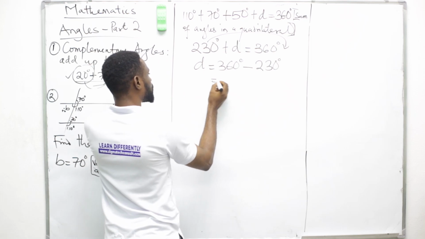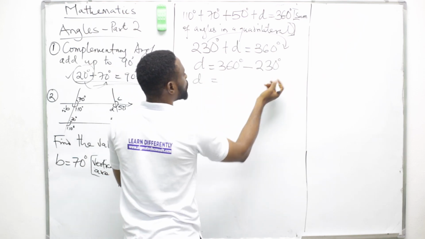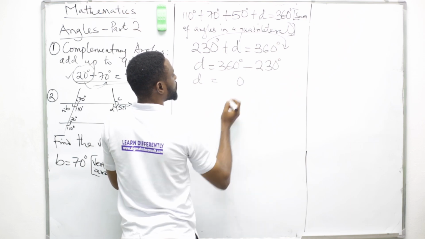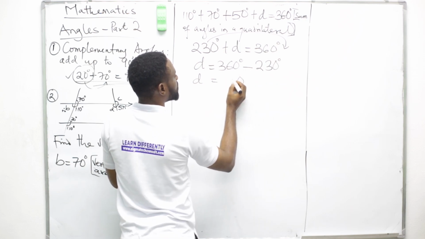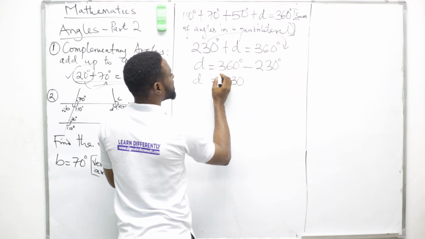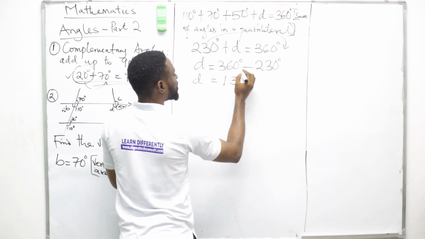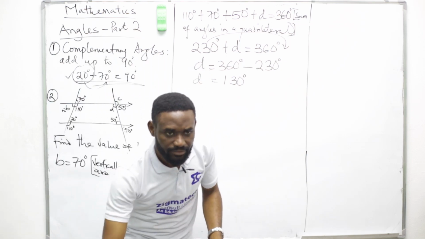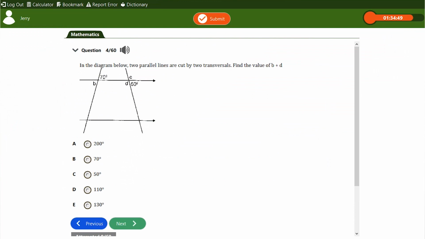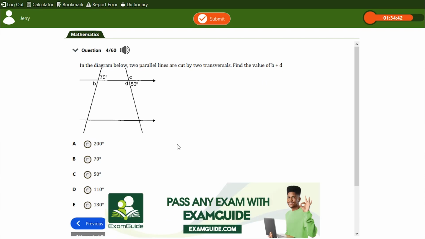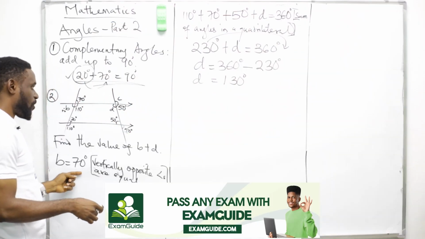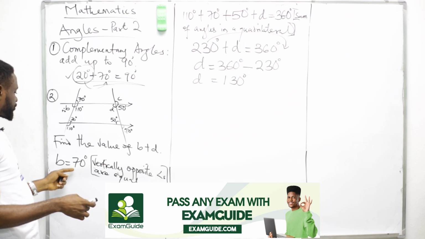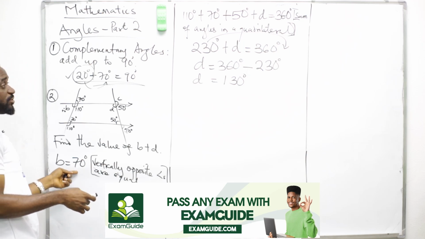All right. So it means D will be equal to 0 minus 0 is 0. 6 minus 3 is 3. 3 minus 2 is 1. So it's 130 degrees. Now, D is 130 degrees. We are having D as 130 degrees, and we are having B as what we have found before as 70 degrees. Do you get the point now?